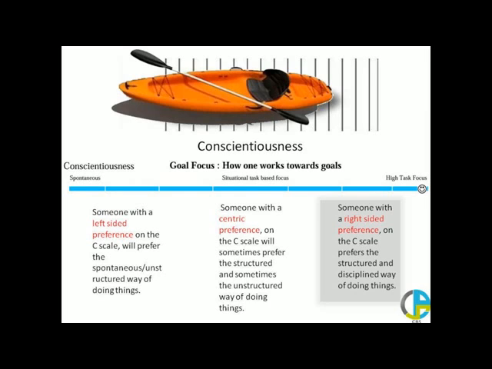We looked at the left-sided preference. Now let's see how someone with a right-sided preference on the C scale will behave. Someone with a right-sided preference on the C scale prefers the structured and disciplined way of doing things. They are more organized, more planful, highly driven, and would prefer to take one task at a time.